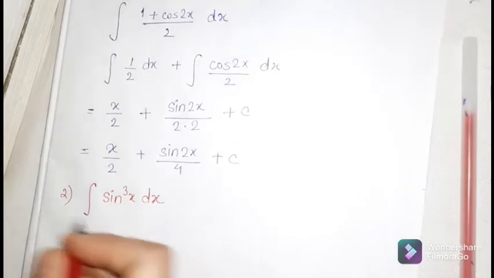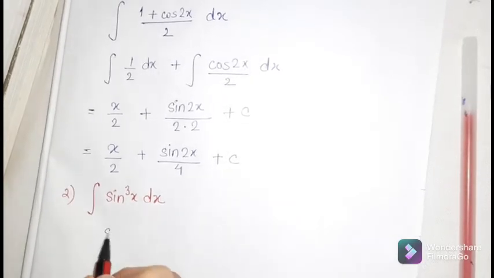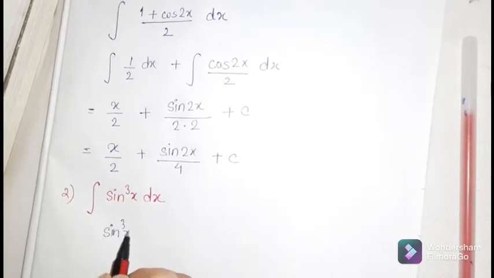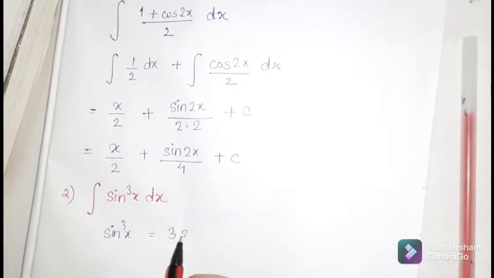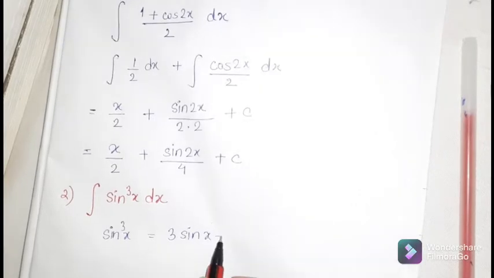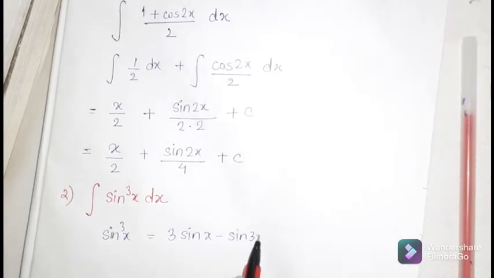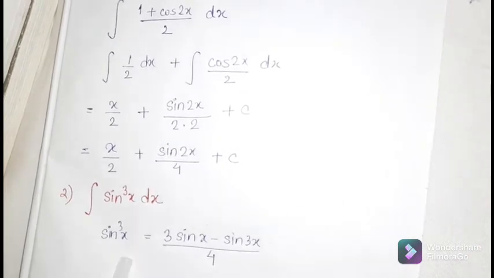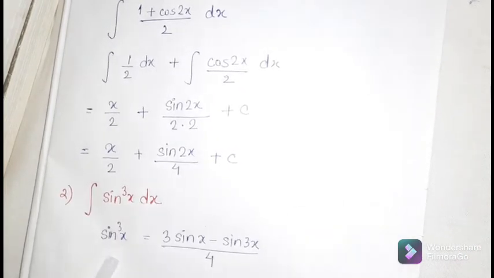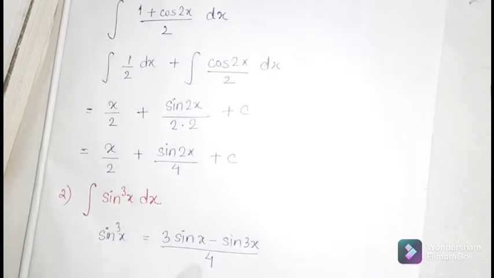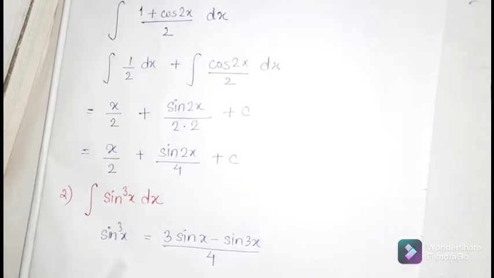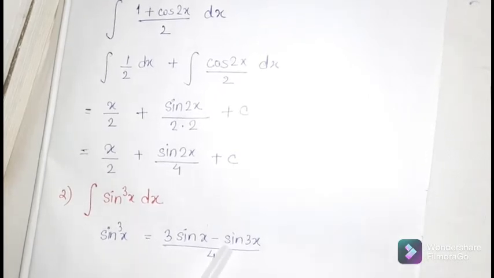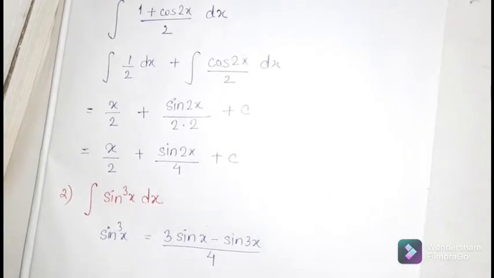Again, you have to recall the trigonometric identity. We have sine cube x equals 3 sine x minus sine 3x divided by 4. This is the formula of sine 3 theta. From there we get sine cube x equals 3 sine x minus sine 3x divided by 4.